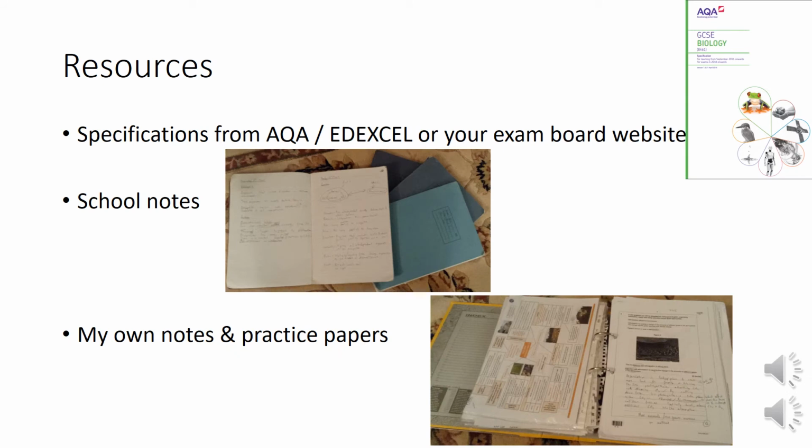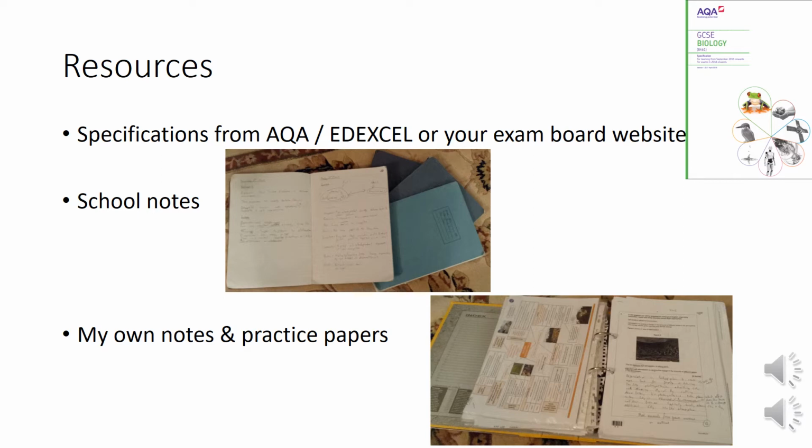So the first resource pictured in the top right corner is the specification, which you can download from the website of your exam board. So for example, the AQA specification, the front cover looks like that, and within the specification is a list of all the topics and subtopics which you would need to know for your exam.